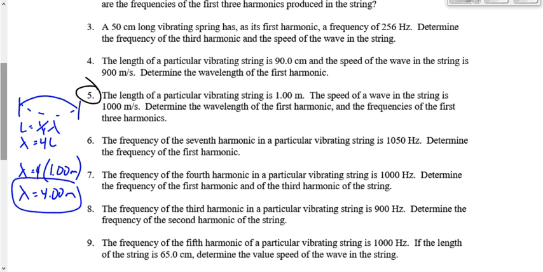There we go. There's the wavelength of the first harmonic. Yeah? I don't know. Why is it 4? Should be 2, shouldn't it? Yeah, it should be 2.